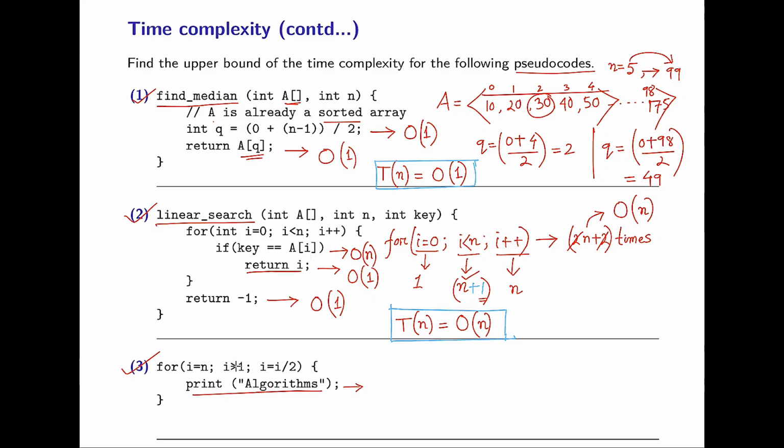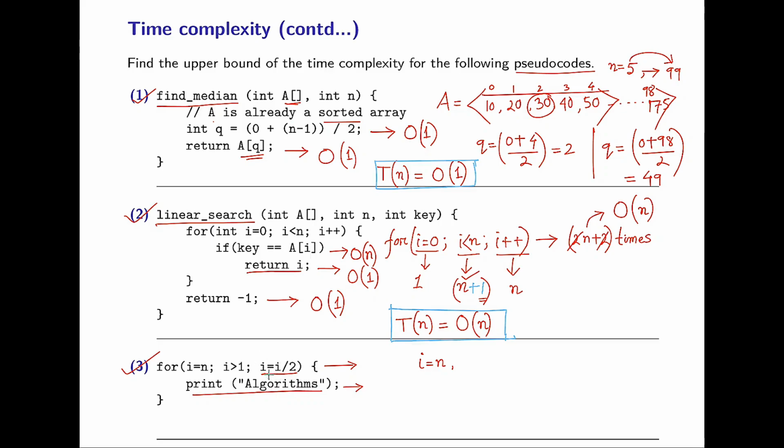But this statement is under this loop, so it is dependent on this loop. So now we need to find out how many times this loop is going to execute. Okay, so then easily we can find out. First of all, we will analyze this way. I equal to n.